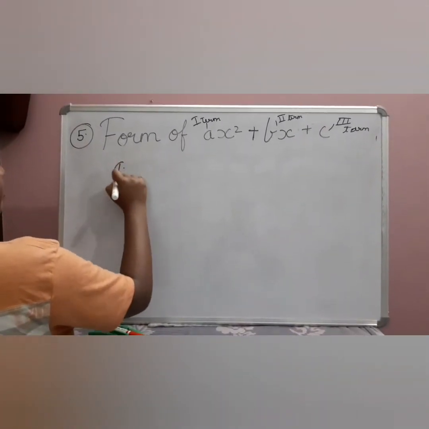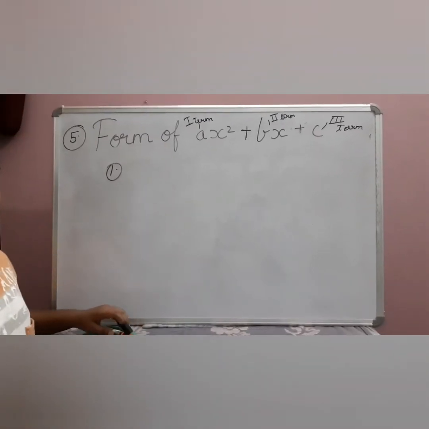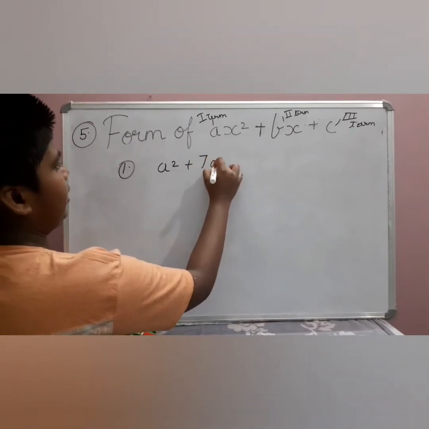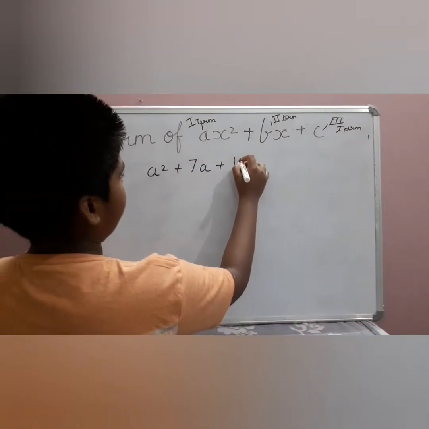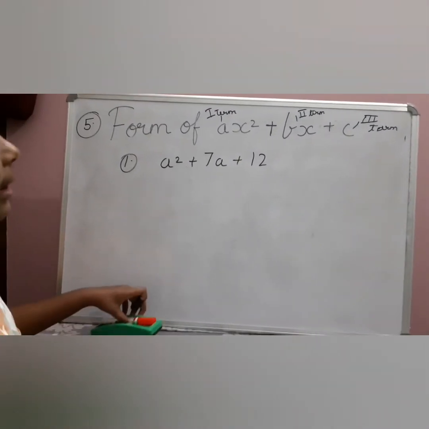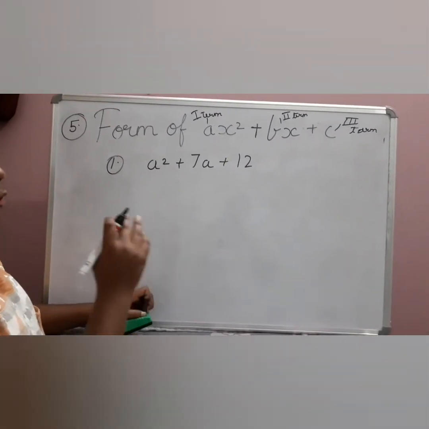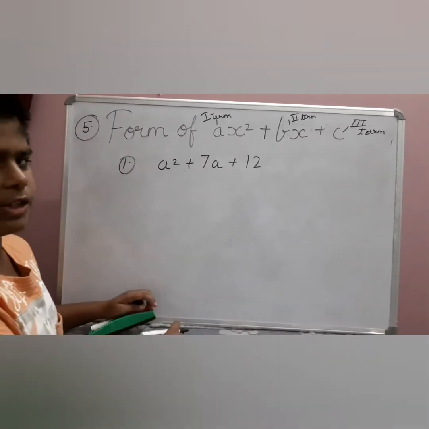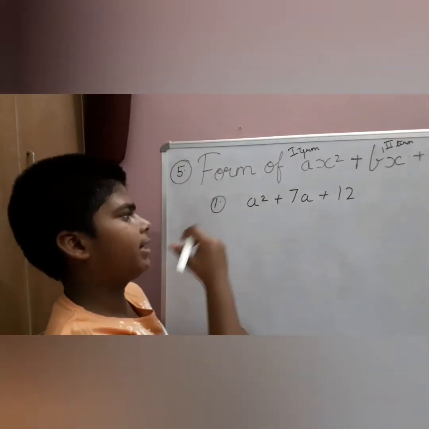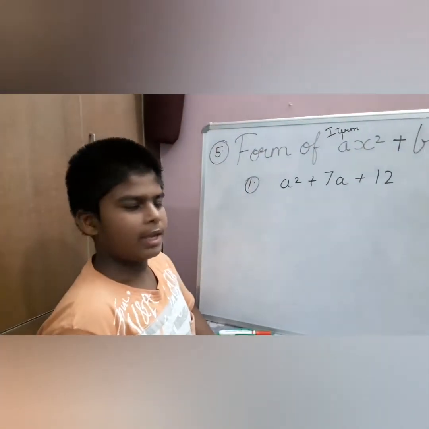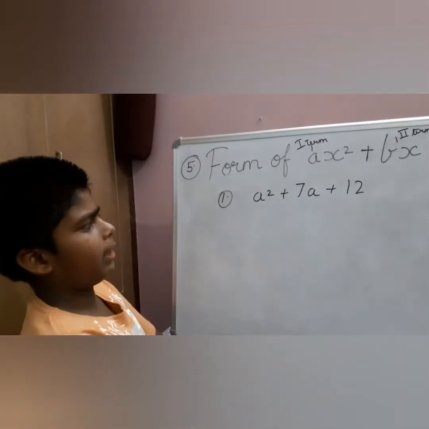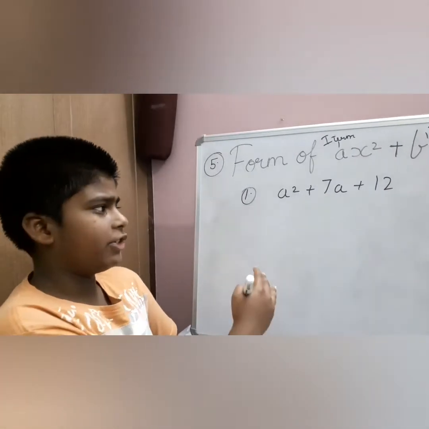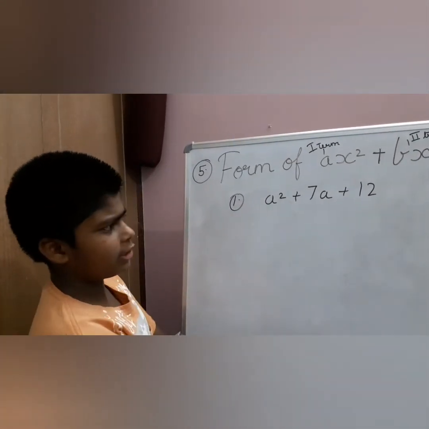For example, first example, if our expression is like this, a square plus 7a plus 12. So what we'll do, we'll apply the 4 steps which I have told you earlier. First, to take common, nothing can be taken common in the expression. Second, make pairs and then take common, so we can't make pairs. Third, form of perfect square, so it is not in the form of perfect square. Then the fourth step I told you, difference of squares form, so it is not in the difference of squares form.